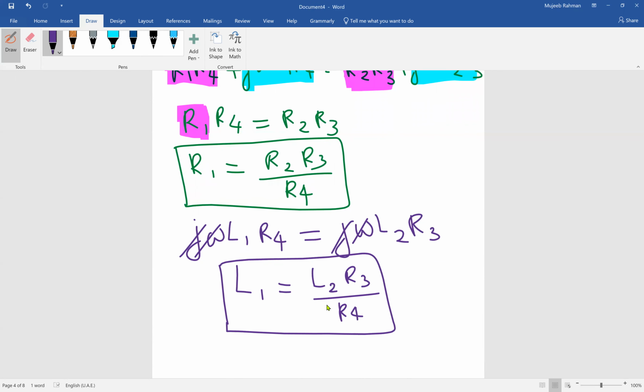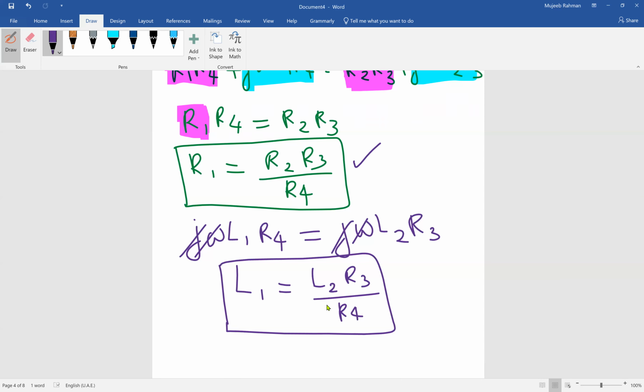So what you can see is that the unknown coil resistance can be calculated based on the resistor parameters, which are R2, R3 and R4. And the inductance of coil 1, the L1 value, can be calculated by using the equation L2 R3 over R4.